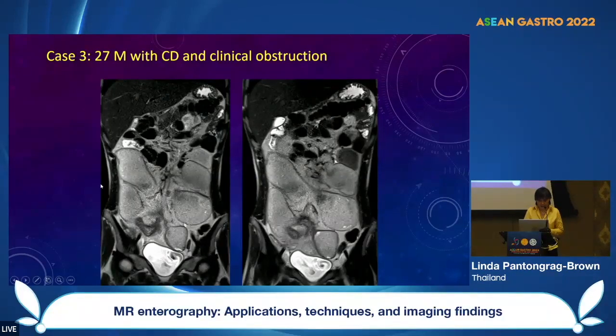This is another case of a young man with known Crohn's disease. Now he presents with clinical obstruction. So you could see that there is a lot of dilated loop of the small bowel here, here. And then you see that the site of obstruction is down here, that there and there. So this is an area where there is diffuse, thickened bowel wall with narrowing with stricture.